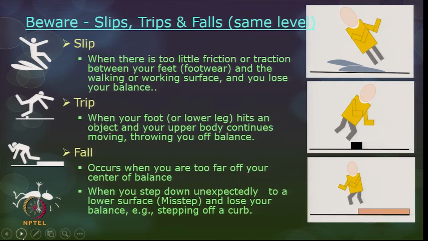Slip is when there is too little friction or traction between your feet and the working or walking surface, then you lose balance and you fall. Trip is when your foot starts to move but gets hit with an obstacle, but your body keeps trying to move, and as a result you lose your balance and fall. So, slip or trip is associated with a fall, and a fall generally happens as a result of these two. So, that is falling on the same level or surface.